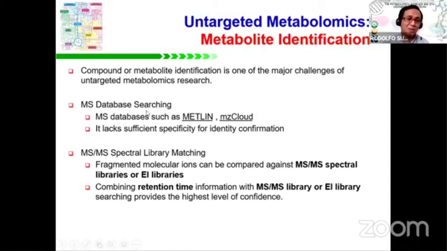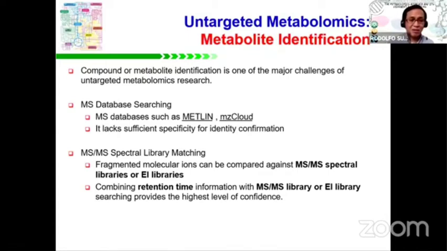So for MS database searching, you could use Metlin or mzCloud. However, it lacks sufficient specificity for identity confirmation. When you want to do validation, the MS database searching may not be as useful as it sounds. But that's usually the first approach, especially if you don't have a library, which is quite costly. So you could use this mass spectrometry database searching. And now, if you have tandem mass spectrometry, in which case DLSU-CF has it, then you can do tandem mass spectral library matching.